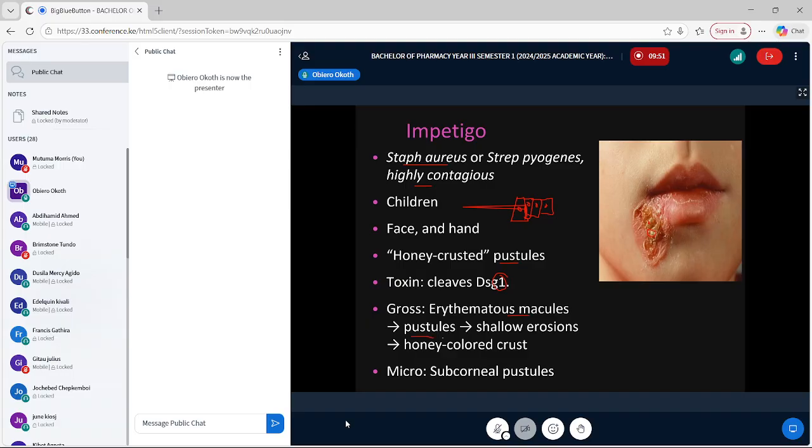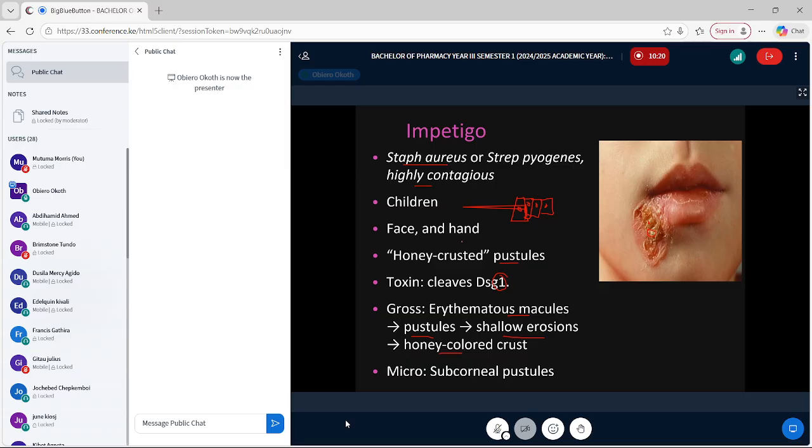So they start from a macule, going to a pustule, then you have an erosion, then you have a honey-colored crust. Crusting means that there is an erosion. And in microscopy, what you see is a pustule. This is a blister filled with pus.